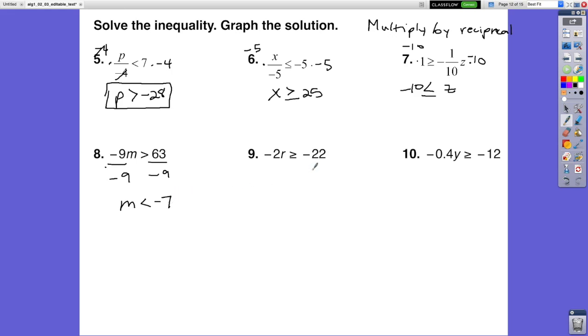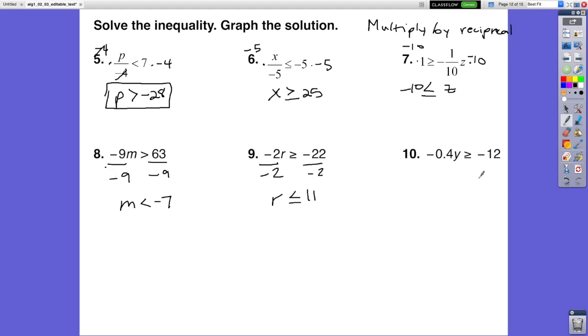Okay, let's try this. Let's see if I can hear from more people in class, please. How do we solve this? Divide both sides by negative 2. Oh, it's a negative. Okay, so we're going to flip our sign. So r is now less than or equal to 11.